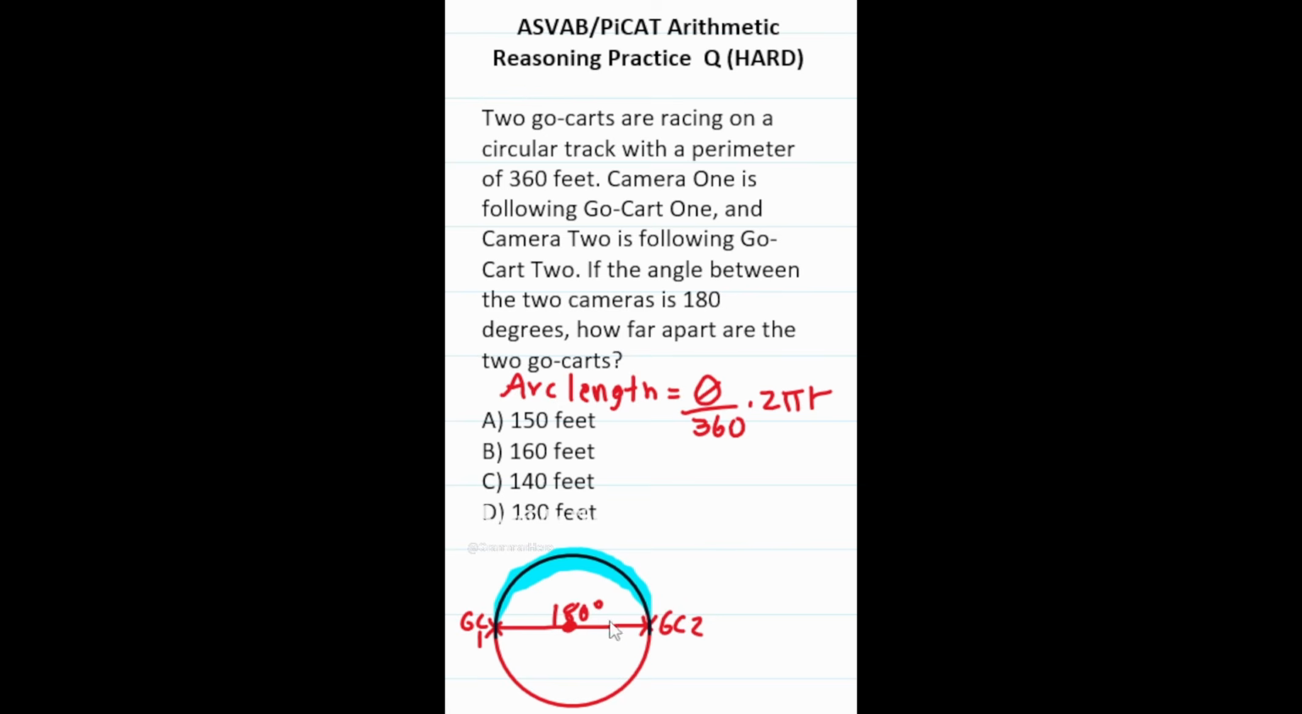So in this case, you have to know that we're going to be finding the arc length of this circle. To do that, we're going to take theta, which is the measure of the central angle. We know that's 180 degrees in this case. We're going to divide that by 360 degrees, which is the number of degrees in the circle. And then we're going to multiply that by 2 pi r. 2 pi r is the circumference or the perimeter of the circle. In this case, we were told that the perimeter or circumference of this circle is 360. So all we have to do is 180 over 360 times 360. These cross out, leaving us with 180. So they're 180 feet apart on the track.